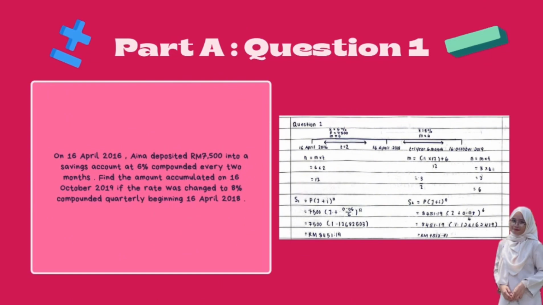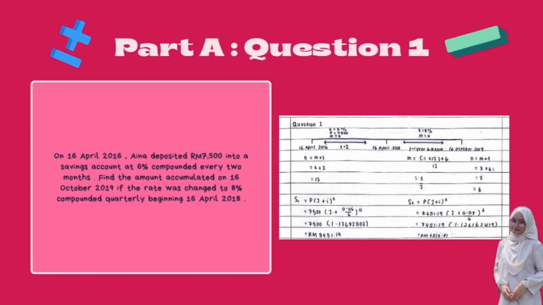Now plug into the formula. S1 equal to 7,500 times (1 plus 0.01) to the power of 12. S1 equal to 7,500 times 1.1268253 and S1 equal to 8451.19 ringgit. Step 3. Use new value as principal for the second period.